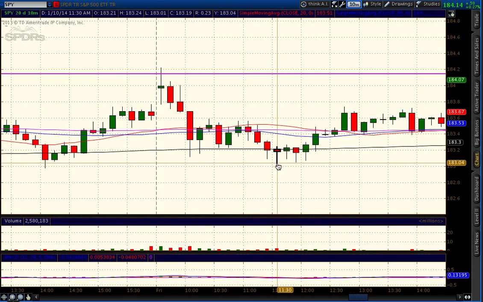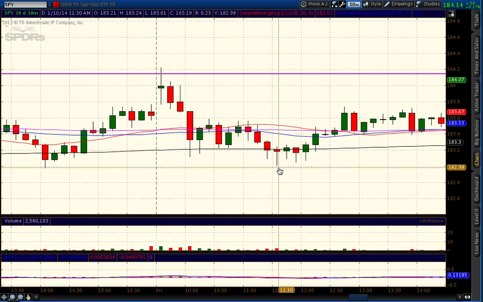It opened at 183.21, basically sold off as low as 183.01, and by the time the 10-minute window was up, it closed at 183.19, or 2 cents lower than what it opened. So as you can see, during this 10-minute period, the ETF sold off, and then there was some buying or some support that came in at this low and pushed it back up before that 10-minute periodicity was over.